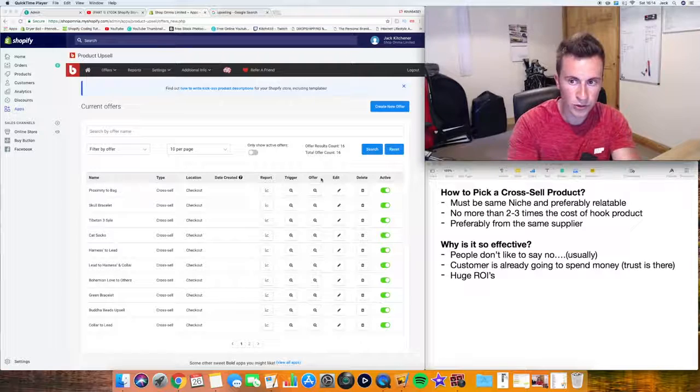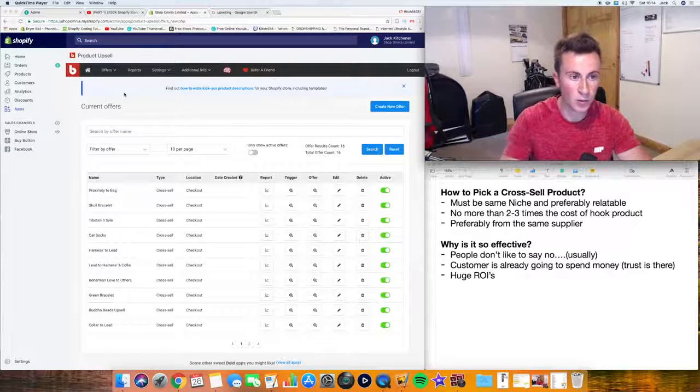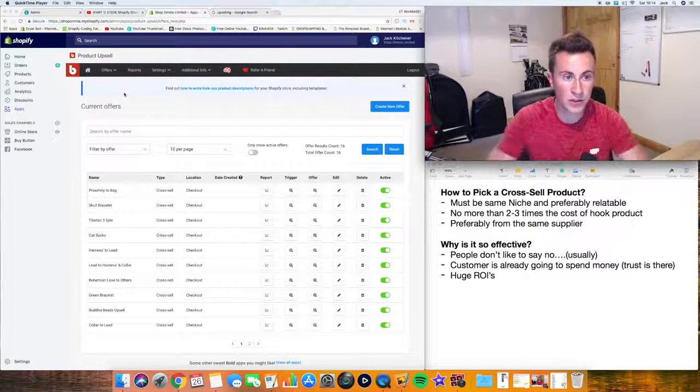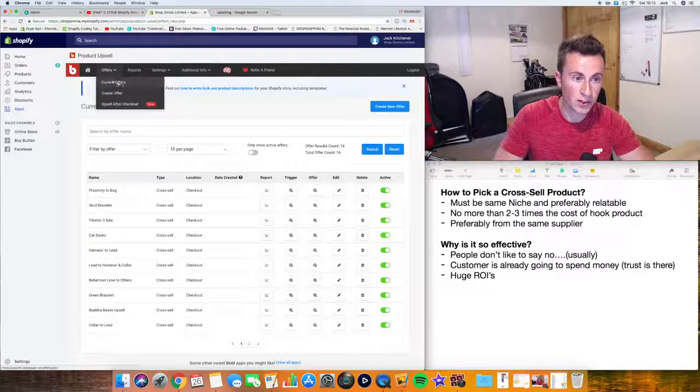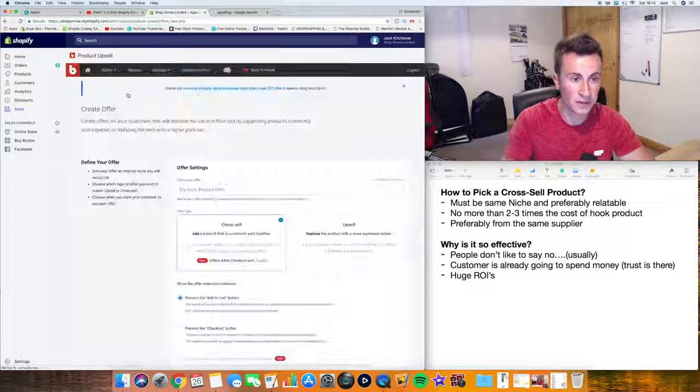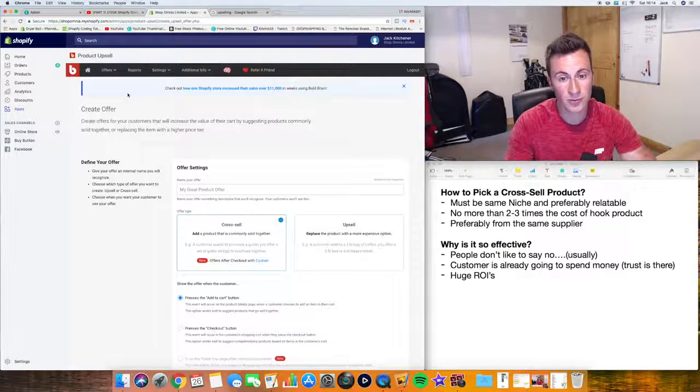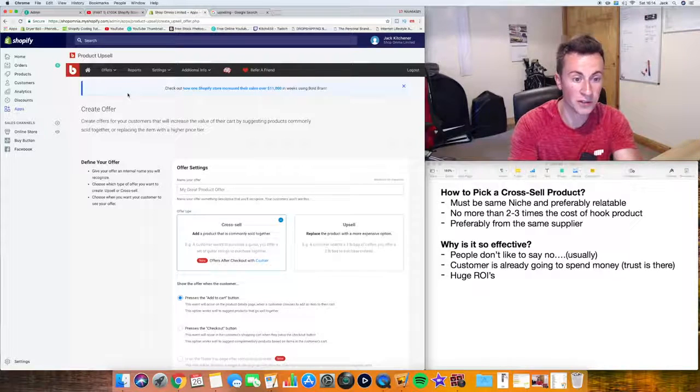So how do you create a cross-sell offer then? So once you've installed the app, it's called Product Upsell. What we're going to do is head over to Offers and Create Offer. This is going to take you to the screen where you do absolutely everything you need to create your offer. It's very simple. We'll run through it one by one, and then we'll head over to my site and I'll show you the example we've just done. Once you click Save and create your offer, then it goes live immediately.